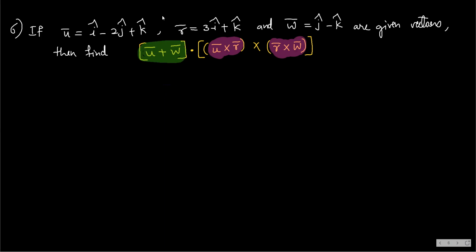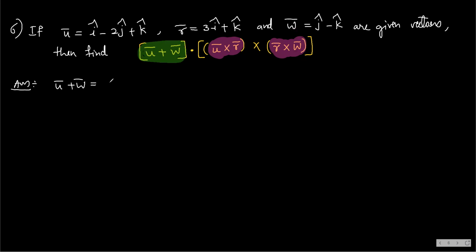So what we will do, we will first go for these vectors. We will find u bar plus w bar, u bar cross r bar, and r bar cross w bar, and then we will substitute them here. Okay, so let's begin with problem solving. My solution will start here. I will write u bar plus w bar equals, you're going to add this vector with this vector.